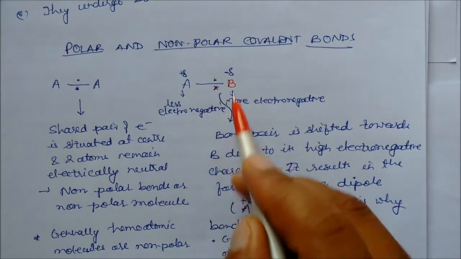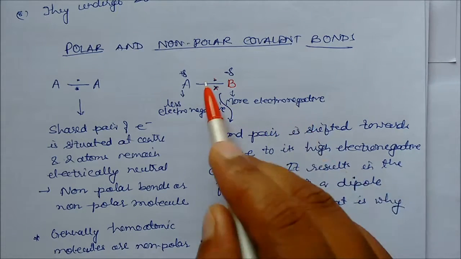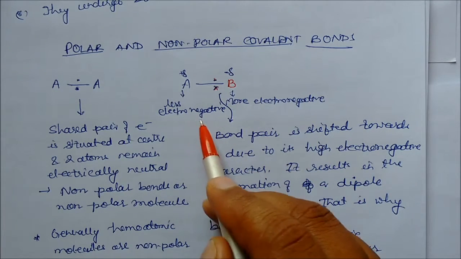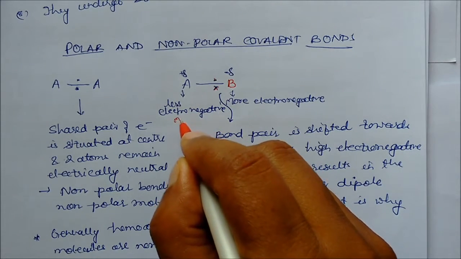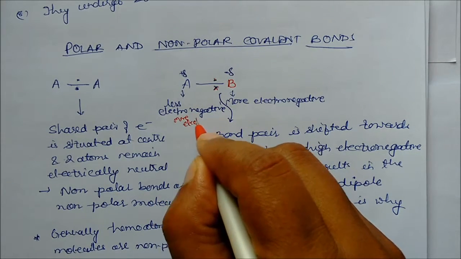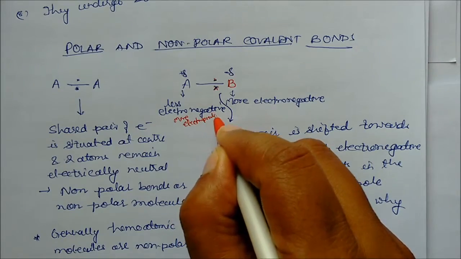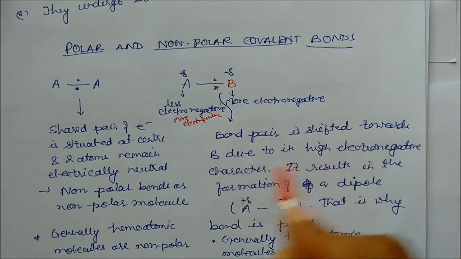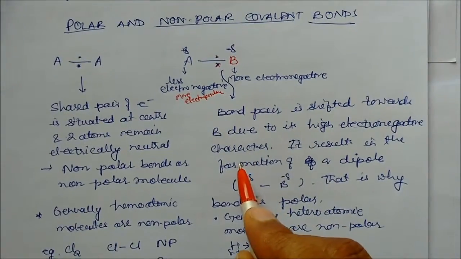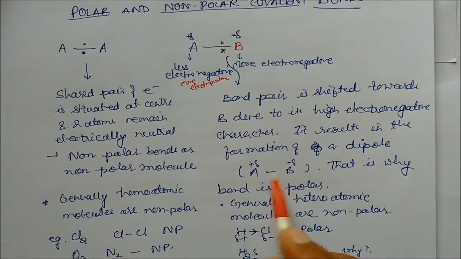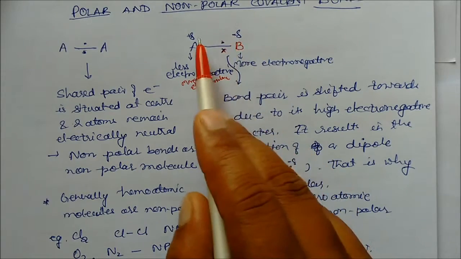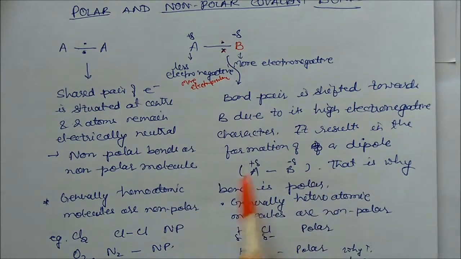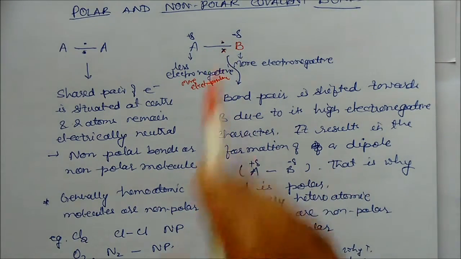Why is it shifted? Because B is more electronegative, and A is less electronegative, meaning more electropositive. So the bond pair is shifted towards B due to its high electronegative character. It results in the formation of a dipole. When two charges, negative and positive, are present, this is called a dipole. So this is a polar molecule.